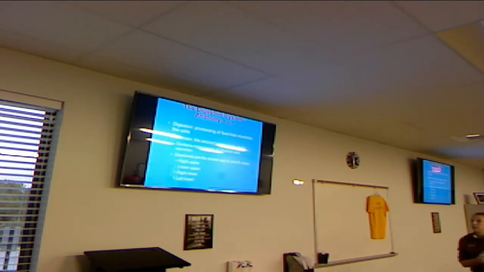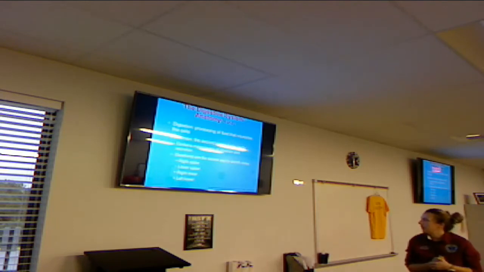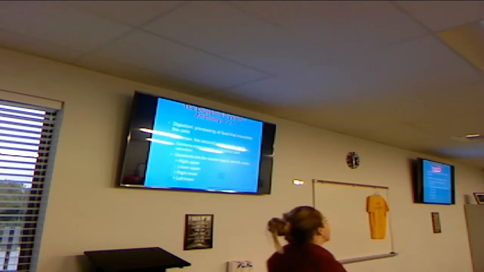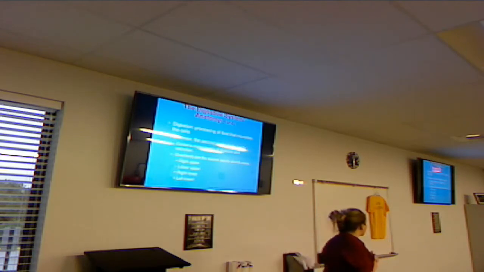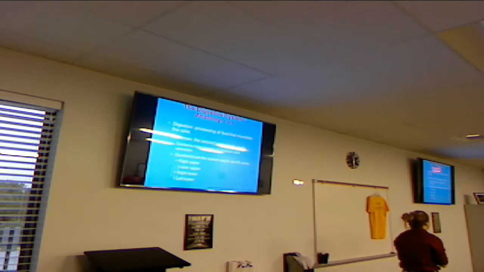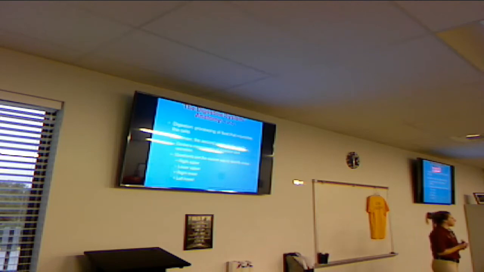Moving on to the digestive system. Digestion is the processing of food that nourishes the cells. The abdomen is the second major body cavity that you have. It contains major organs for digestion and excretion. You have the right upper quadrant, left upper quadrant, right lower, left lower. These are going to be the easiest ways to identify the structures beneath them.